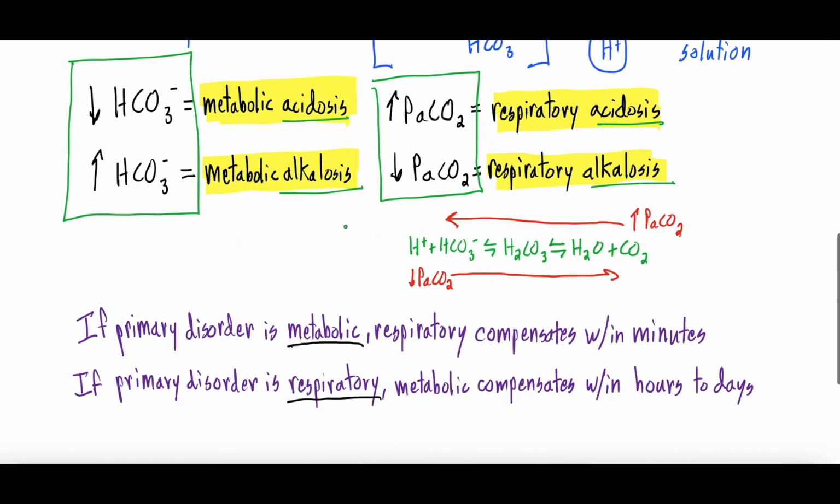So if the primary disorder is metabolic, right? Metabolic, we said, is driven by bicarb, which is regulated by the kidneys. So if your bicarb is low or high, and it's a primary metabolic disorder, the respiratory system compensates actually within minutes. And we're going to get into metabolic and respiratory compensation in the next video, but this is just to note that the lungs can work really quickly.